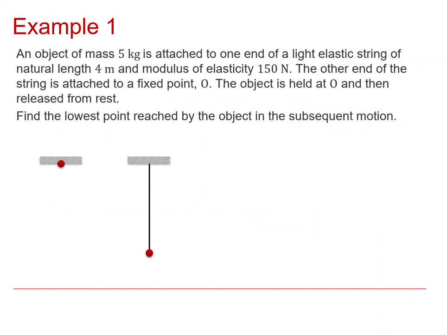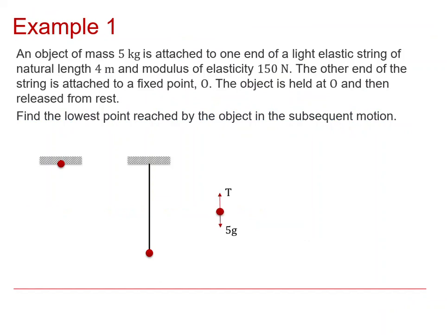So the bungee jumper falls freely until the string goes tight, and then as the bungee extends, the increasing restraining force finally brings him or her to rest. So we're interested in the lowest point reached by the object in the subsequent motion. Clearly that's a very important calculation for setting up bungee jumpers, as you don't want to have any fatalities.